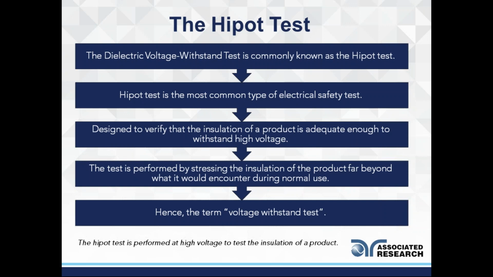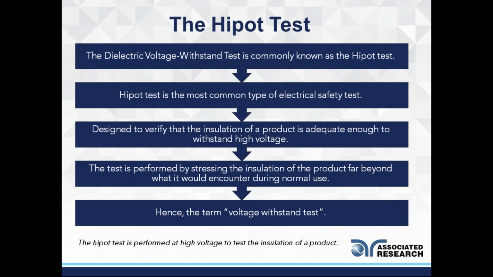So what does this test do? Well, first of all, every electrical product has some sort of insulation, different insulation barriers that are separating your current carrying conductors from non-current carrying conductors. So this test is designed to verify that the insulation of an electrical product is adequate enough to withstand a high voltage condition. This test is performed by stressing the insulation of the product far beyond what it would encounter during normal use.